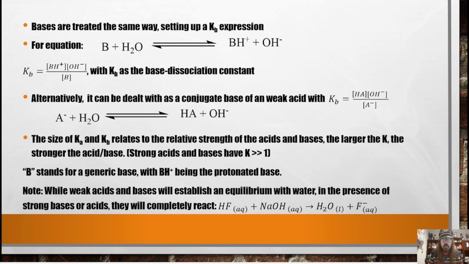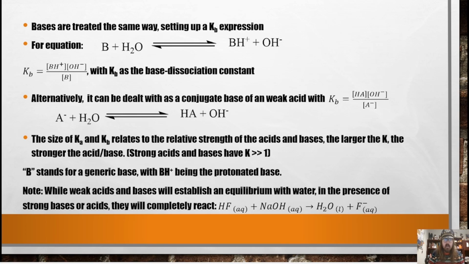Now, alternatively, it's easier, instead of saying B and BH plus, to look at the conjugate base of that weak acid we talked about in the last slide. That A minus is capable of doing the same thing as our standard base. And so we don't have to learn new variables. We can just say that A minus, in the presence of neutral water, will accept a proton to reform its weak acid and form hydroxide. And so we can have a Kb in terms of just A minus and HA instead of having to get new variables.